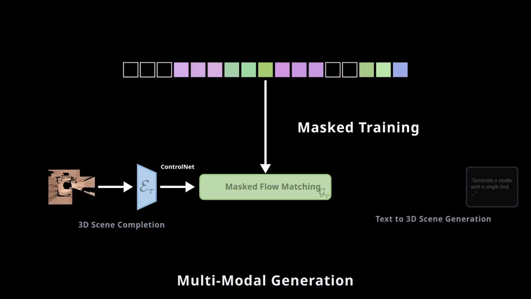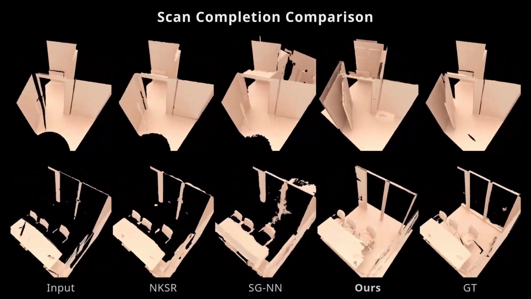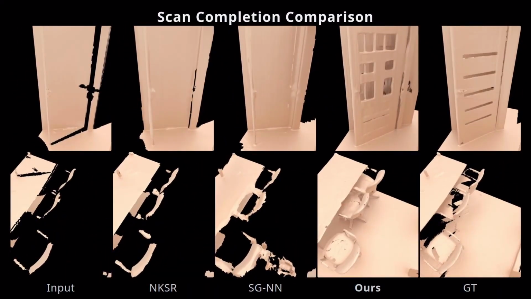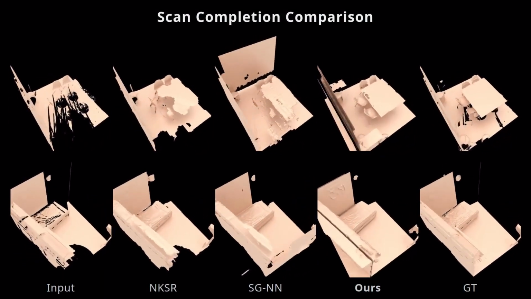We can also perform text-to-3D generation using our base generative model without an input partial scan as condition. For scan completion, we compare with SGNN and NKSR. Our approach recovers substantially more complete geometry, both in fine-grained furniture structure and complex spatial layouts.